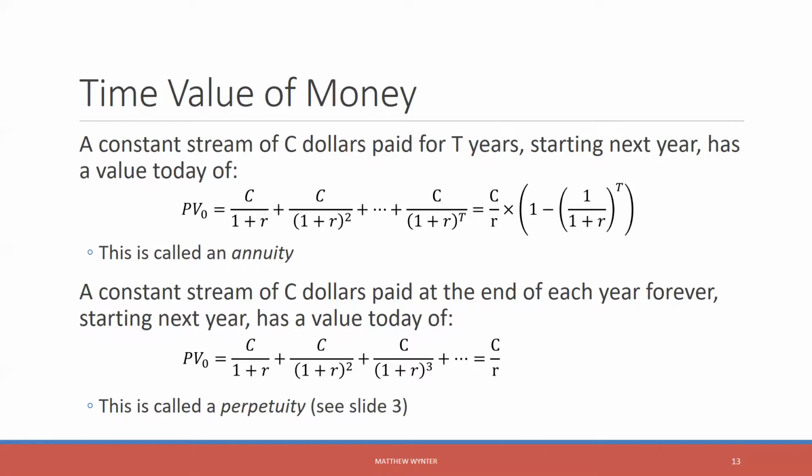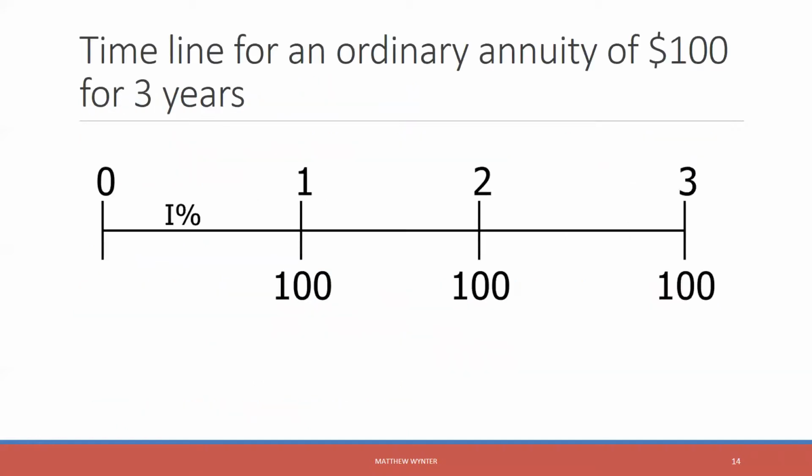Now, if it's kind of hard to think about an annuity versus a perpetuity, first, let's start with an annuity, and then we can look at an example of a perpetuity. We'll have examples in the lecture a little bit later, but a really easy one to think of is a stock.